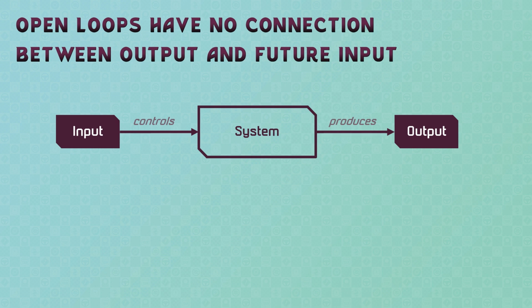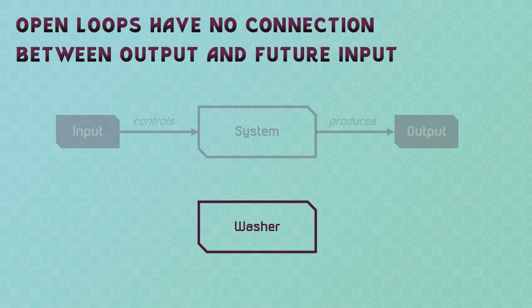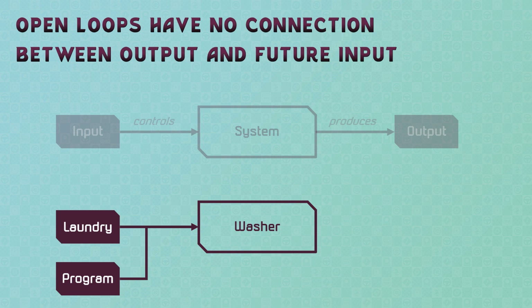And a lot of the systems that we use in our day-to-day life are actually open loops and not feedback loops. For example, a washer. A washer basically needs two inputs. First of all, we have to put in the laundry that should be cleaned, and then the user has to define the program that the washer should run. This would be the input, and based on these inputs, the washer hopefully produces clean clothes.